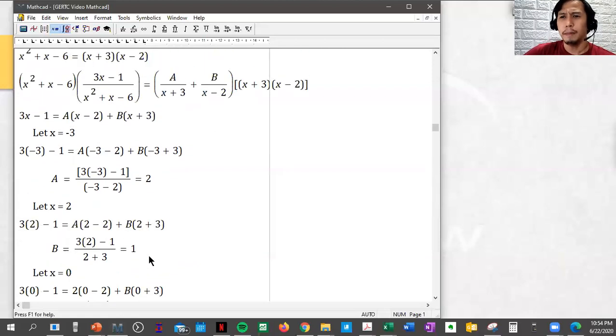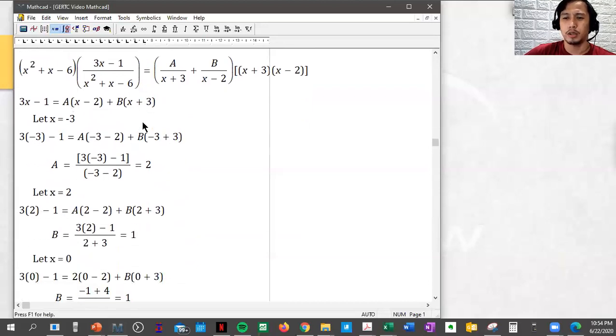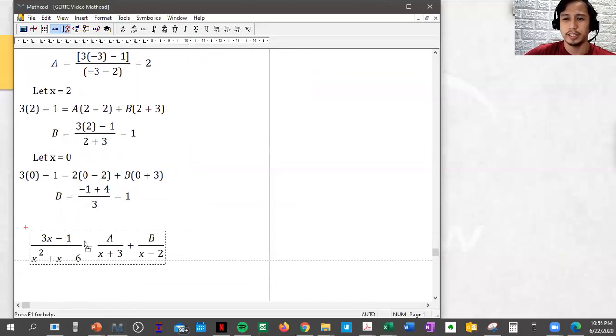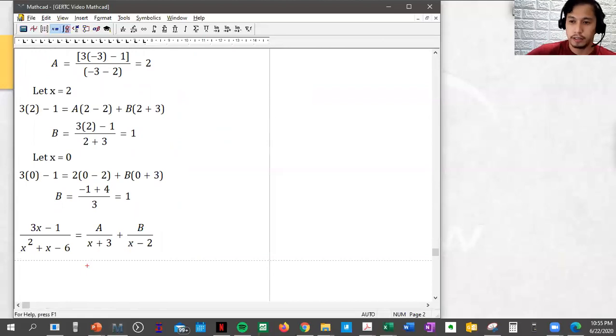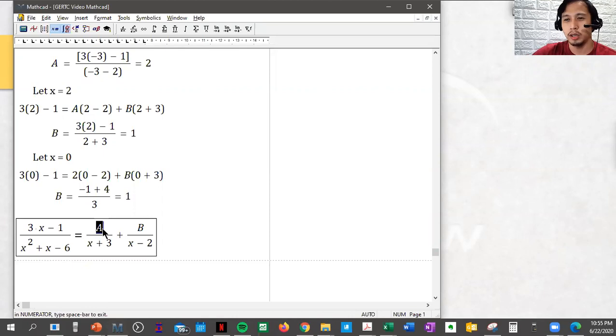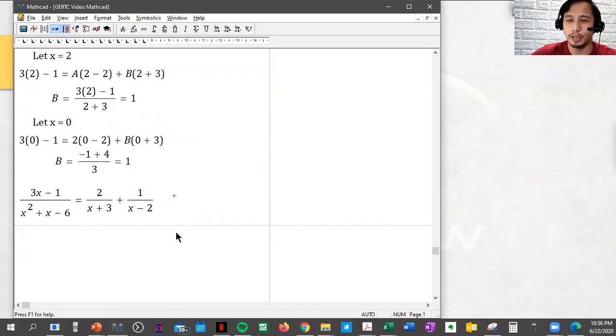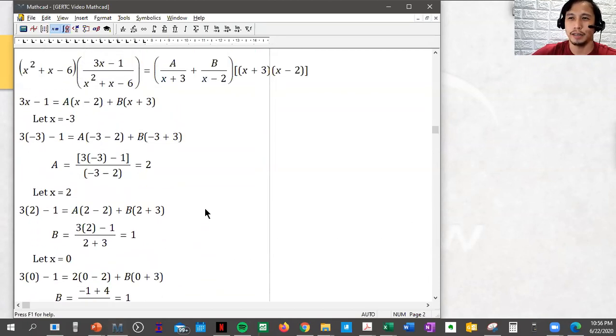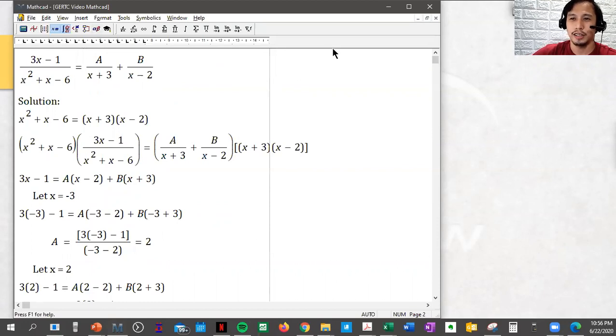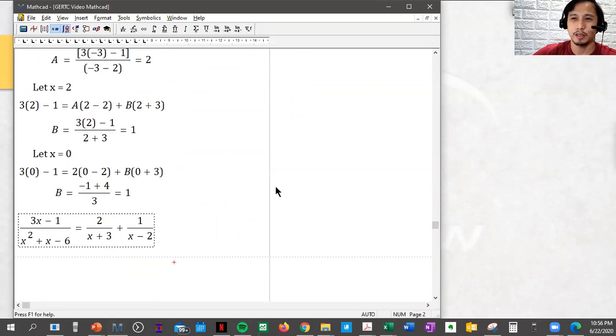Madali lang, no? So, ibig sabihin yan, this partial fraction decomposition is this: 3x minus 1 all over x squared plus x minus 6 is equal to 2 over x plus 3 plus 1 over x minus 2. So, ganun yan. Okay, so this is the answer. You might wanna take a note. So, ito, and ito. I-pause nyo lang.